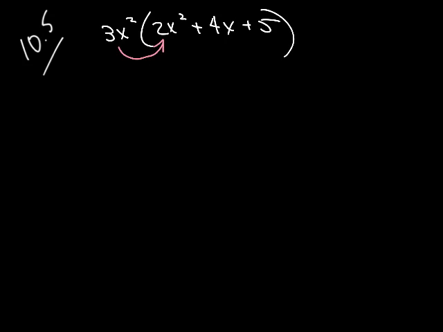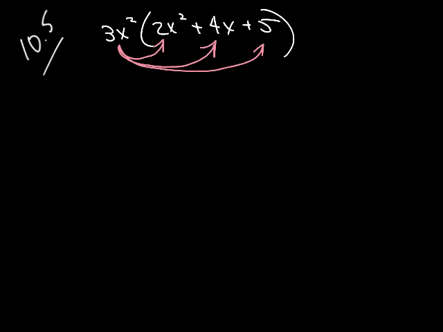This is pre-algebra, last lesson of the entire book, lesson 10.5, multiplication with polynomials. We're just going to start our lesson with example 1, and they give us 3x squared times 2x squared plus 4x plus 5. Alright, so you've been doing this for a long time, and if you remember, distributive property means we take that 3x squared times each one of the terms inside of there, and we get our answer.